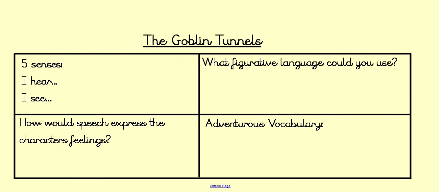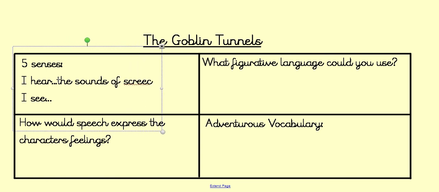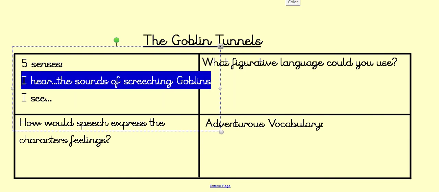Now that you've split your page into 4 boxes, you need to think about what you're writing, your setting. So, to start off with, we're going to think about the 5 senses. So, put 5 senses as a mini title. And then you need to think about, what can you hear in these goblin tunnels? Well, what do you hear? I hear the sound of screeching goblins. And you might go into more detail than mine, but you might be able to hear the sound of screeching goblins. What might you see?